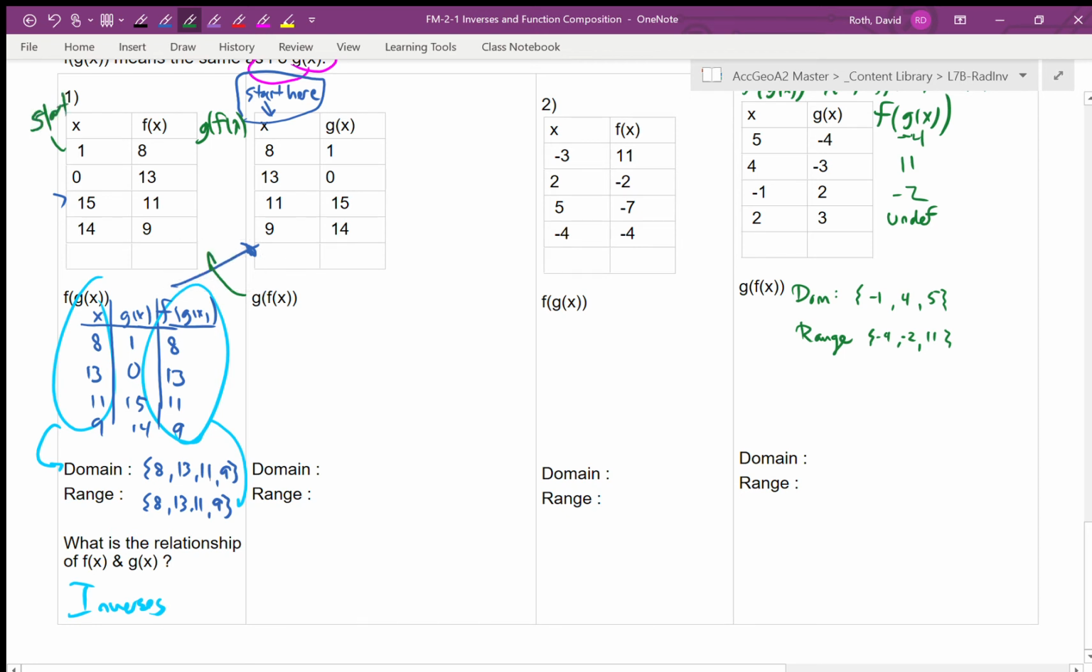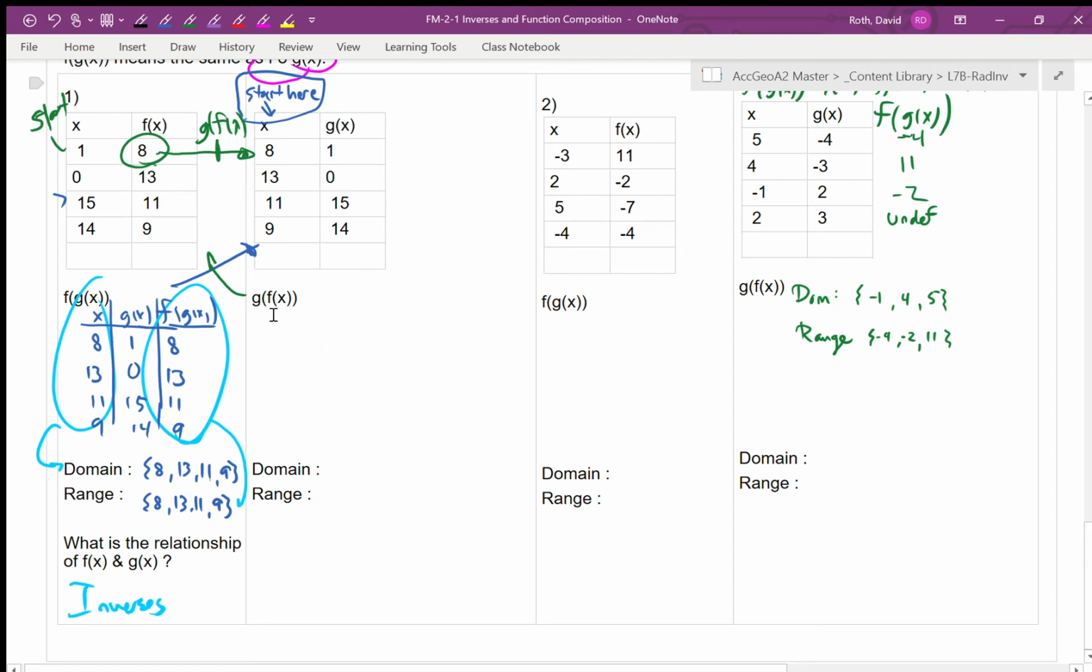Start. Take 1. Plug it into f of x. You get an 8 out. So that is my output. Now, do I have an 8 as an input right over here? You betcha. And then the output that comes out is a 1. So my g of x would be a 1. And actually, this one's even easier to see the mapping because it just maps right across.